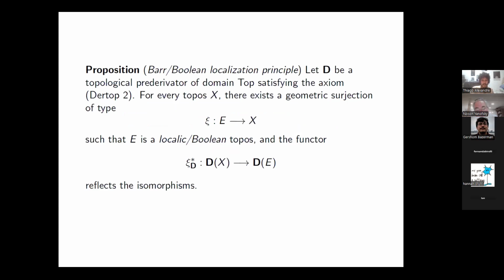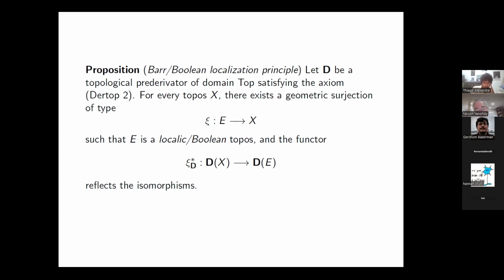And there is also this Boolean localization principle, which says that if the topological derivator satisfies the local conservativity axiom, which is the conservativity with respect to geometric coverings, then for every topos X there exists a geometric surjection E to X such that E is a localic or Boolean topos, and the derived inverse image reflects the isomorphisms.